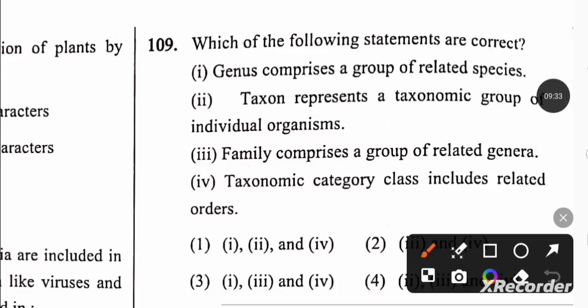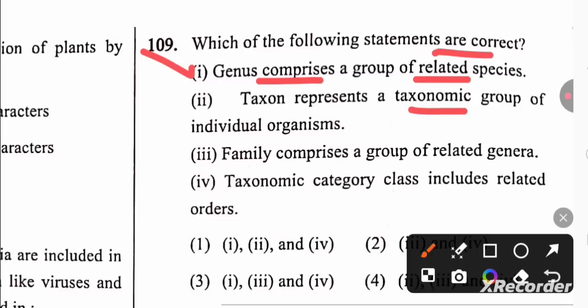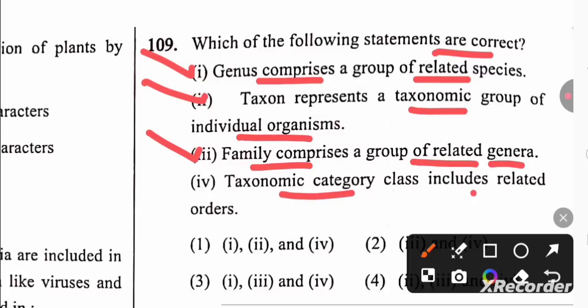Which of the following statements are correct? Genus comprises a group of related species. This is the right one according to binomial nomenclature, taxonomic hierarchy. Taxon represents a taxonomic group of individual organisms. This is also the correct statement. Family comprises a group of related genera. This is also right. Taxonomic category class includes related orders. So all the statements are right in this case.